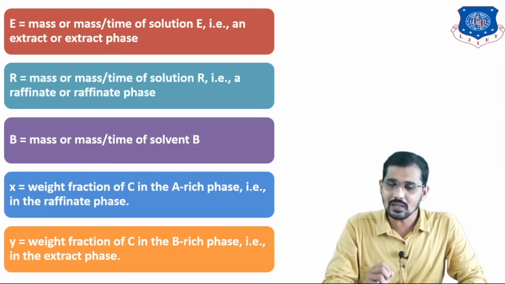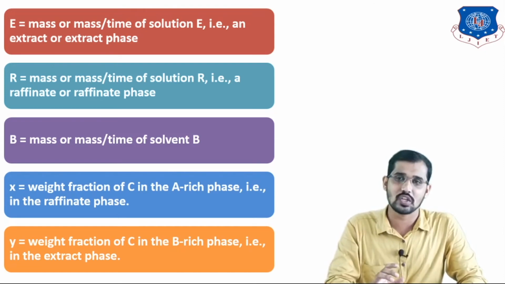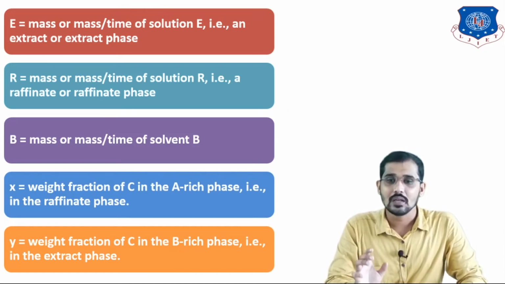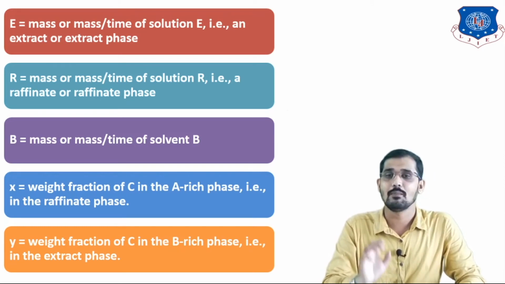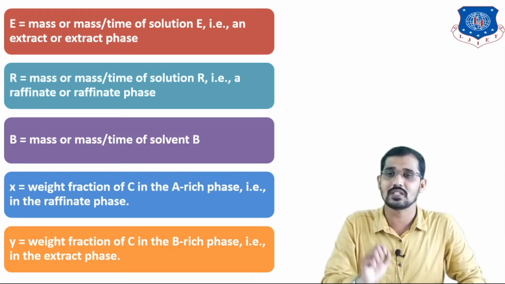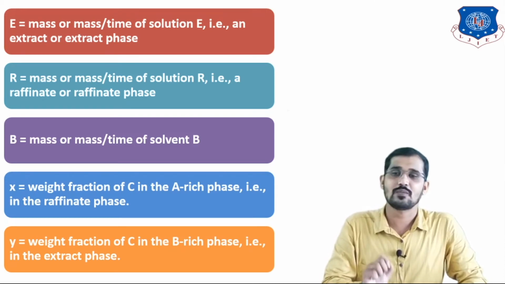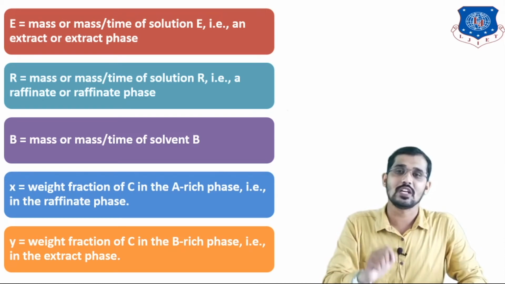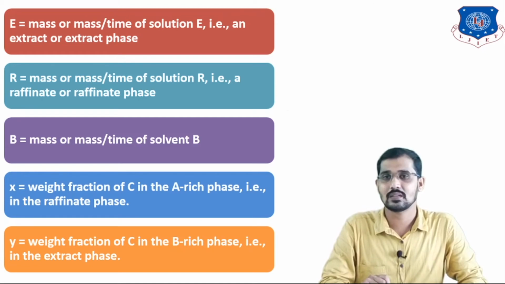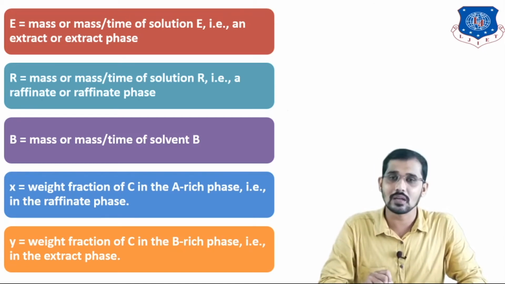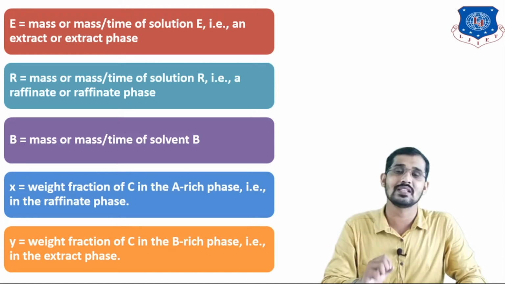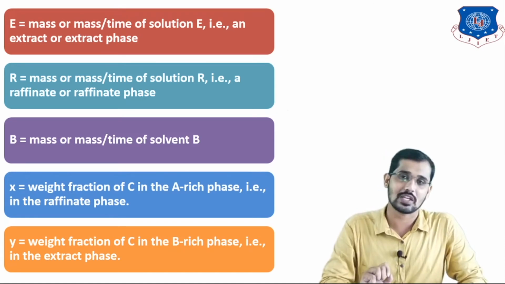So you can see on the screen, weight fraction or mass fraction of component C in the B-rich phase, which is nothing but your extract phase, is represented by Y, and mass fractions or weight fractions in the raffinate phase are represented by X. So these are the important notations which we are going to use in the ternary system, or I can say mass balances in liquid extraction.